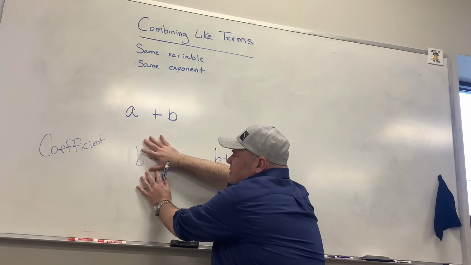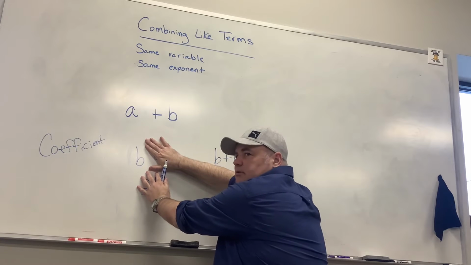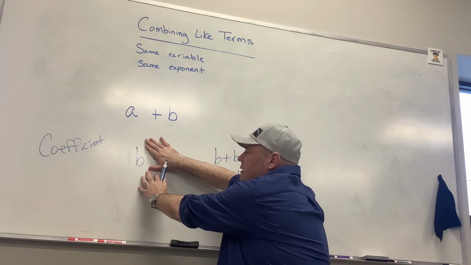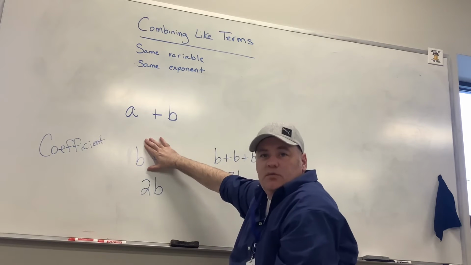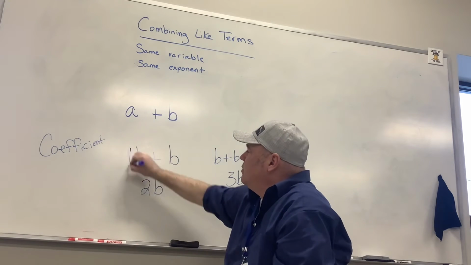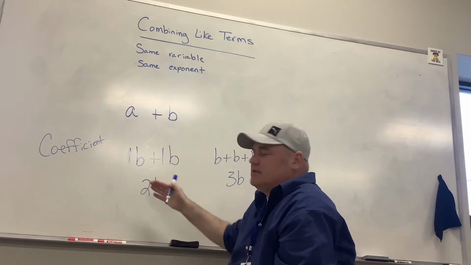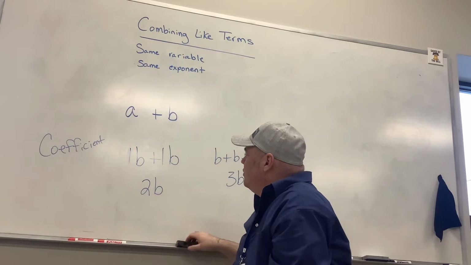If I covered all this up and said, how many B's are there? They'd say, well, there's one B. So that's why we don't need a coefficient, because there's one B. So there's one B, and that adds up to two B. You can add those coefficients.